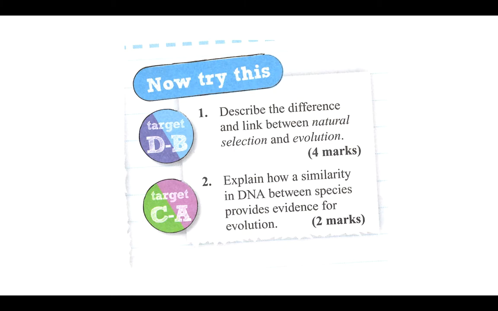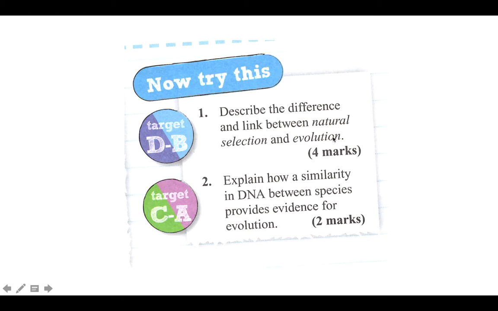Okay, so hopefully you've had a go at these two questions. Let's have a look at answers and see if we can mark them. So the first question says, describe the difference and link between natural selection and evolution. 4 marks, okay? This question is out of 4 marks. Therefore, it wants you to do 4 things. It wants you to describe the difference between natural selection and evolution, 2 marks, and it wants you to describe the link between natural selection and evolution.